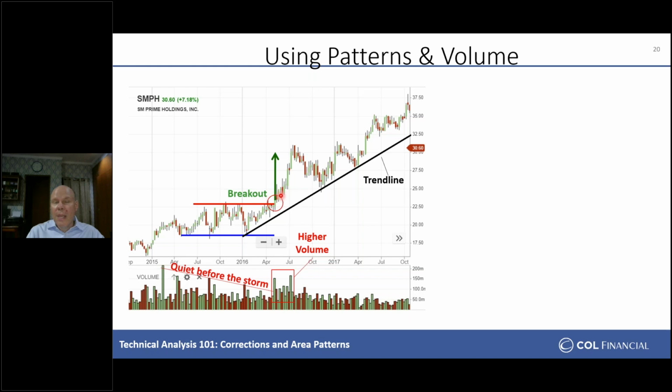Now, the tricky part is it may happen on the breakout day. It might happen one or two days after. And so those people who want the volume to come in on the breakout day can sometimes get disappointed.